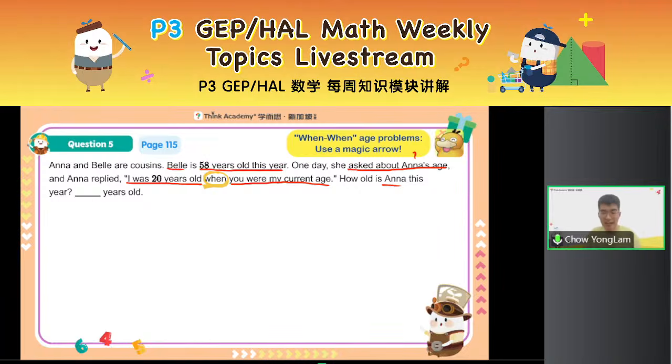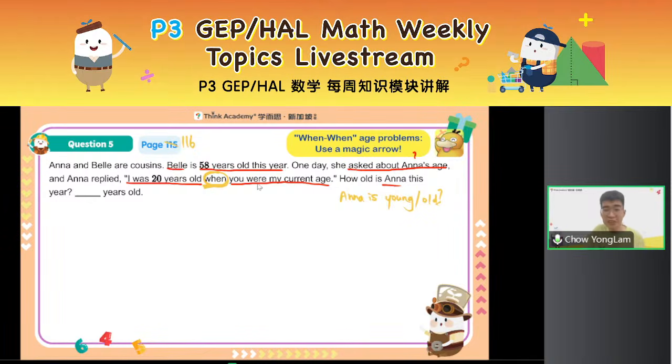So let me ask my first question. Do you think Anna is younger or older than Belle? Please type in the chat. Let me know, what do you think? Is Anna older or younger? Wrong page, it's page 116. Oh, right, thank you. It's 116.